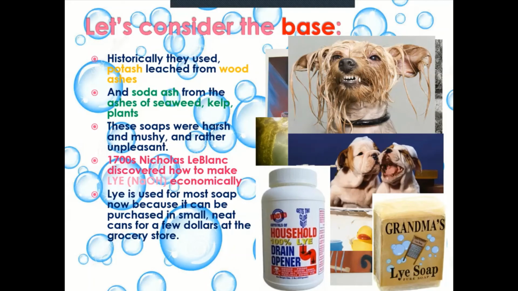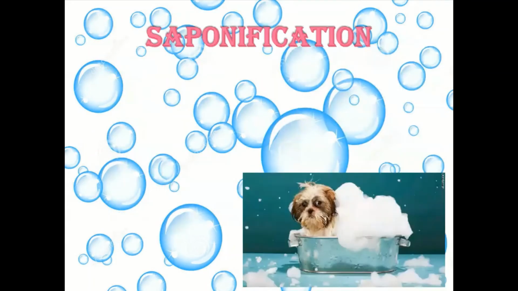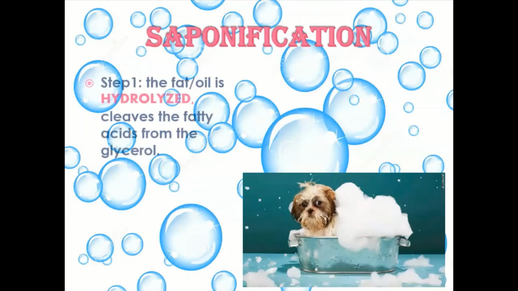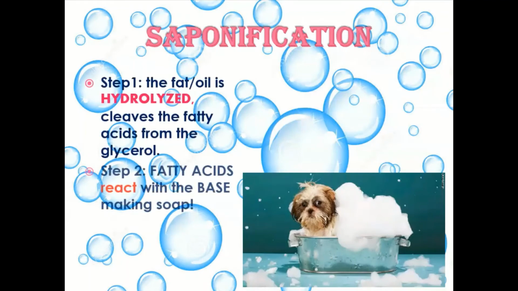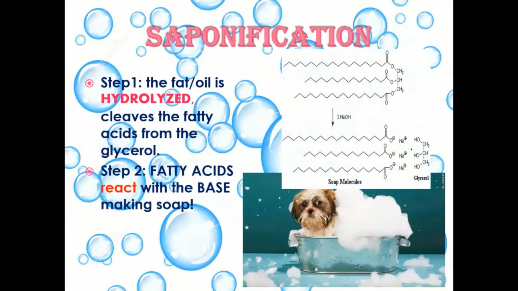It wasn't from the sodium hydroxide, it was another one. All right, so saponification is first we hydrolyze, and then we do the reaction between the acid and base. So there's our triglyceride, we add the NaOH, we cut it into two, and this is what I was showing.